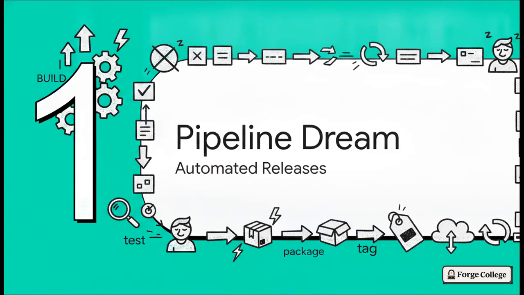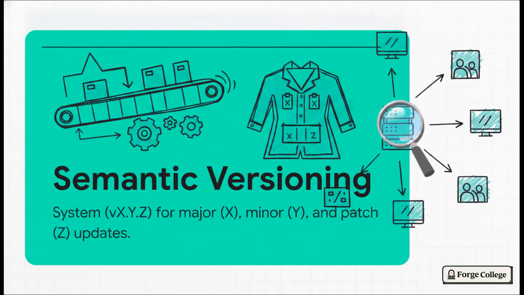Kicking things off with Section 1, the automation pipeline dream. Okay, so what does this dream pipeline actually do for us? Well, it's not just about saving a couple of keystrokes. It's about totally eliminating that 4:55 p.m. human error. We want to set up a pipeline that automatically builds, tests, packages, tags, and publishes our CLI tool every single time we push a change.